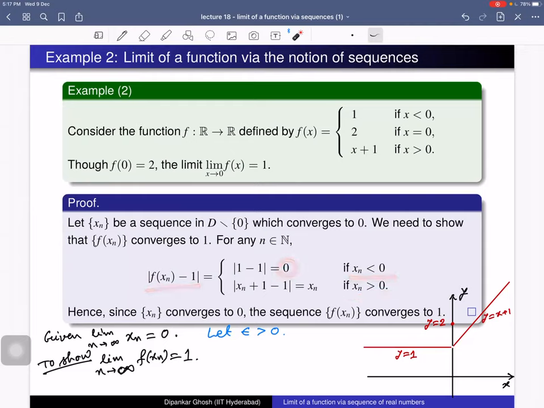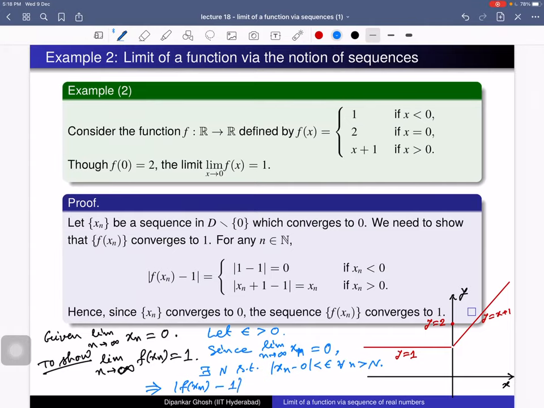Since the limit of xn as n tends to infinity is 0, there exists N such that xn minus 0 is less than epsilon for all n greater than N. And from here I can see that this distance, f of xn minus 1, is also less than epsilon for all n greater than N. So ultimately, for this epsilon there exists some natural number N such that this distance is less than epsilon beyond that natural number N. Okay, so this satisfies the epsilon-N condition for this sequence. Thus we can conclude that the limit as x tends to 0 of f of x is just 1.